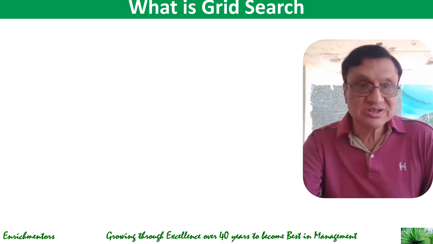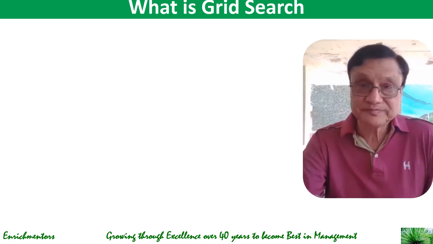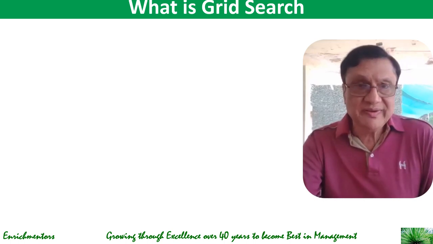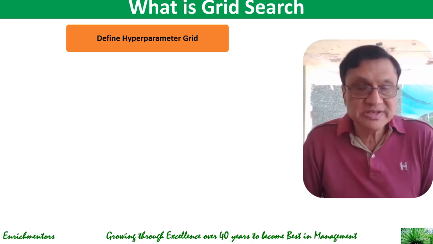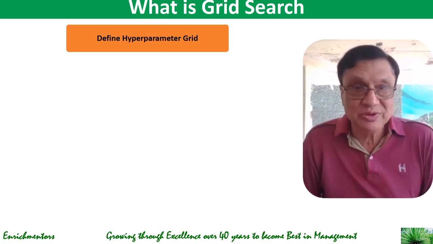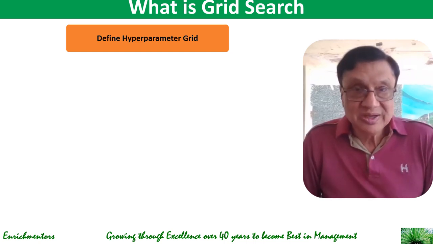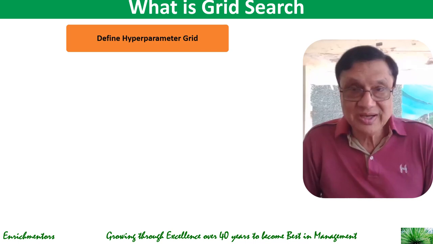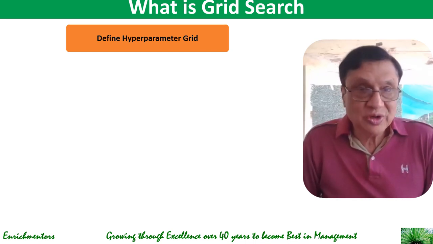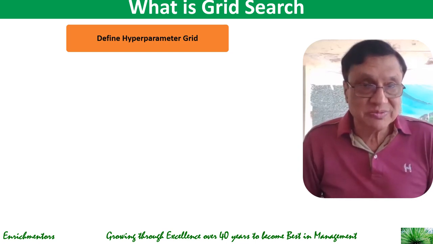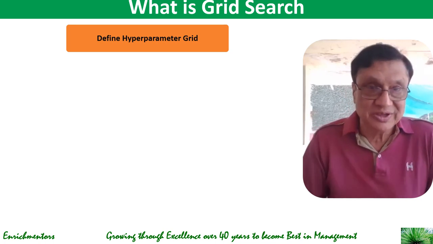And how does this grid search work? Let's take a look at that. So first you define the hyperparameter grid. You specify a grid of hyperparameter values for each hyperparameter that you want to tune. For example, if you have three hyperparameters, alpha, beta and gamma, you might define a grid of possible values of alpha equal to 0.1, 0.5, 1.0, beta is equal to 0.1. So like this, you define all the possible values of each of these parameters.